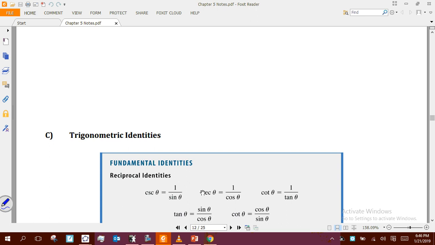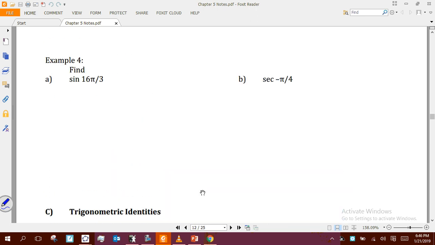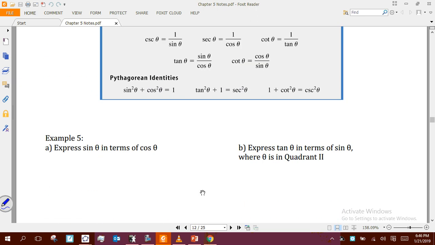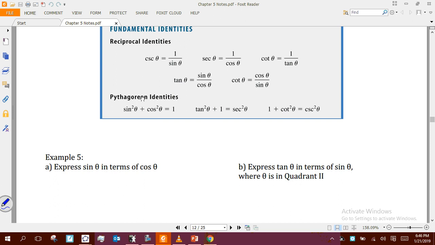We'll talk about these in a little bit more detail when we get to the unit circle approach and where these things come from. But right now, just try to commit these to memory. This one's the best one to remember. Because if I go sine squared plus cosine squared equals 1, if I divide everything by sine squared, sine squared divided by sine squared gives me 1.